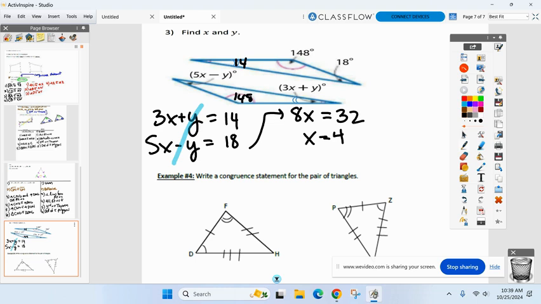5x minus y, 18. I could pick one of the two equations I started with, right, and plug in 4 for x. So go ahead. Yep, go back to one of the two equations you came up with. So no matter what equation you plugged it into, y would be equal to 2.